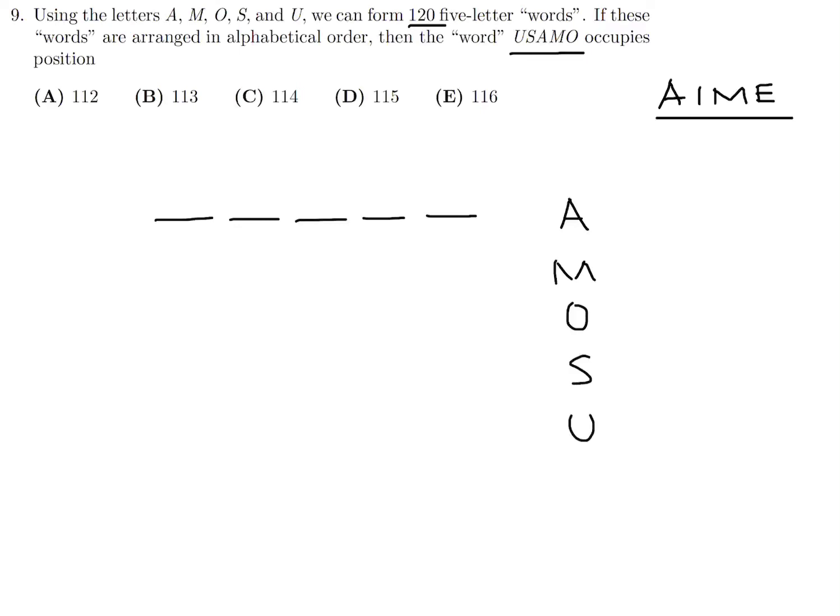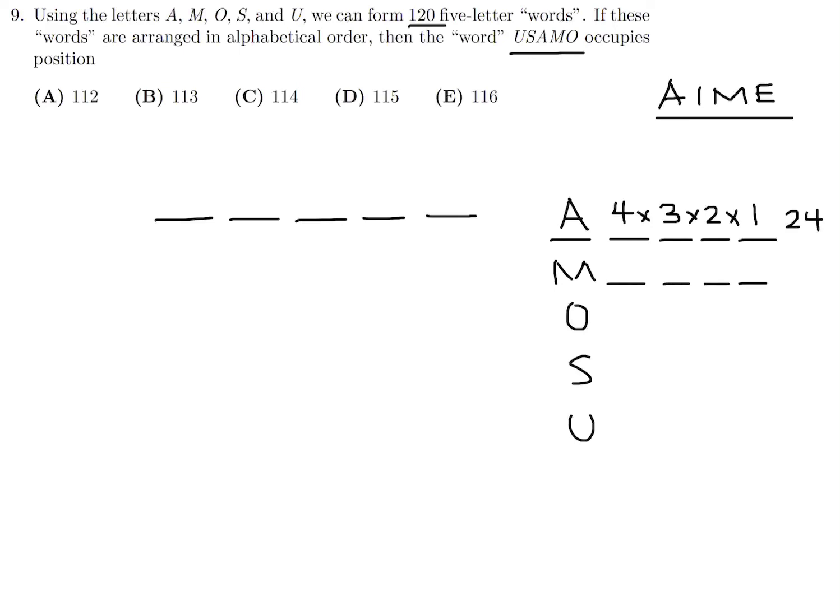How many words begin with A? Well, they're 5 digits, or 5 letters, I guess. I'm so used to numbers. So if A is the first letter, we have 4 possible choices for the next letter, and then 3 for the next, and then 2 for the next, and then 1. So 4 times 3 times 2 is 24. So there's 24 words that begin with the letter A.